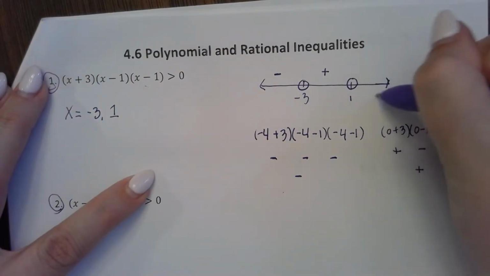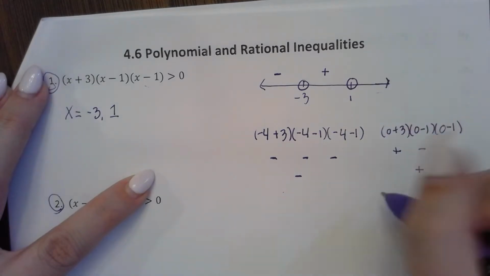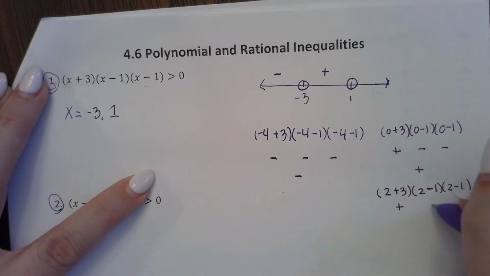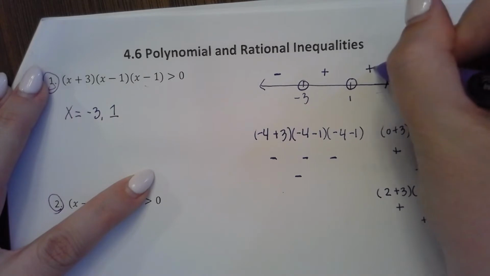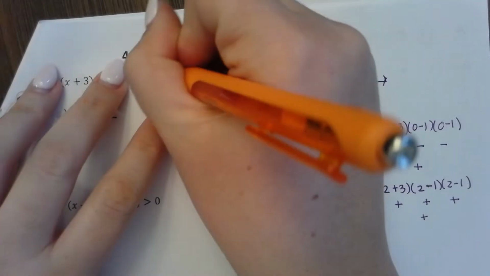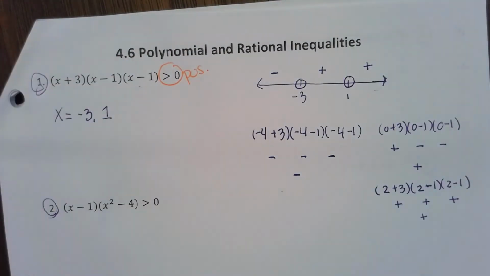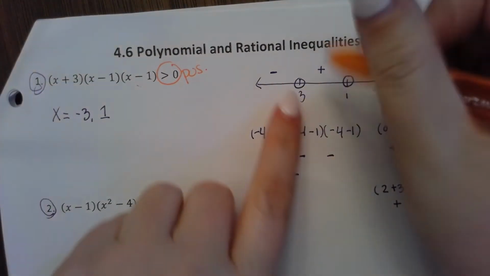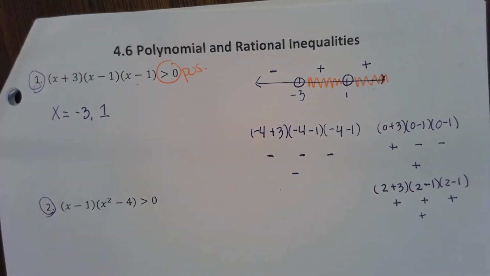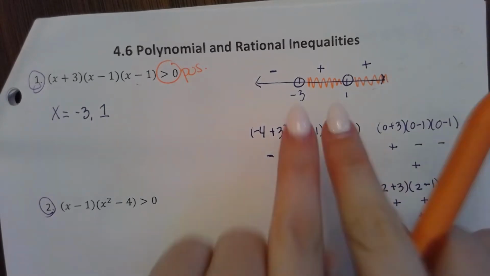Now let's plug in a number on this side, which would be 2. 2 plus 3, 2 minus 1, 2 minus 1. That's going to give us a positive, a positive, a positive, which will give us a final answer of a positive. So now that I know my positives and negatives, because this is greater than 0, that means I want all of the positives. So I'm going to shade anywhere there's a positive number, which is here and here. So these are my answers.